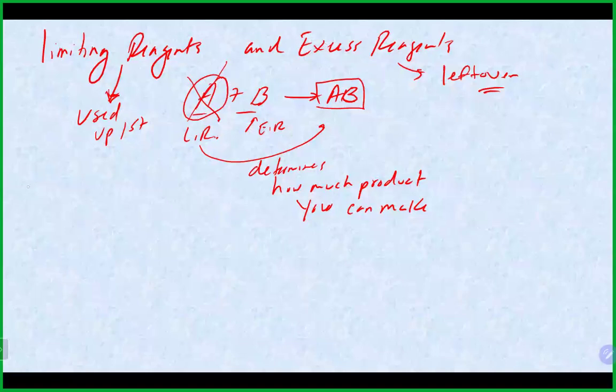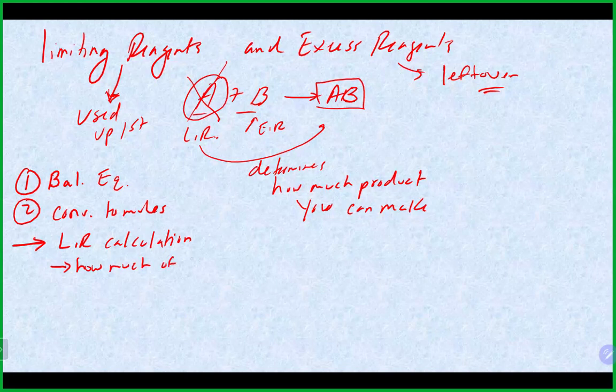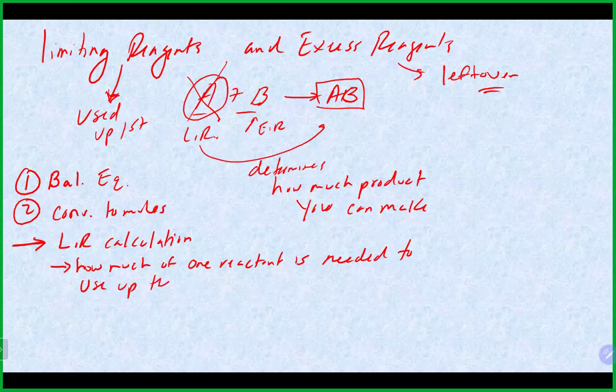We talked about really two ways that you could do that, and there are multiple ways to figure it out. One way is the same four steps that we use in a regular stoichiometry problem: balance the equation, then convert to moles. Then right around here, you'll do your limiting reagent calculation. What we're going to do in this case is figure out how much of one reactant is needed to use up the other reactant.